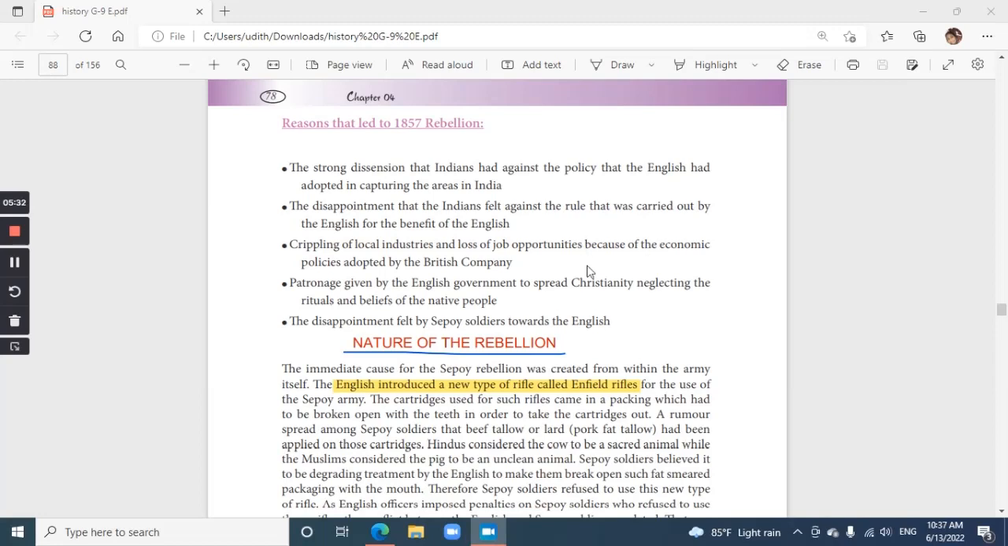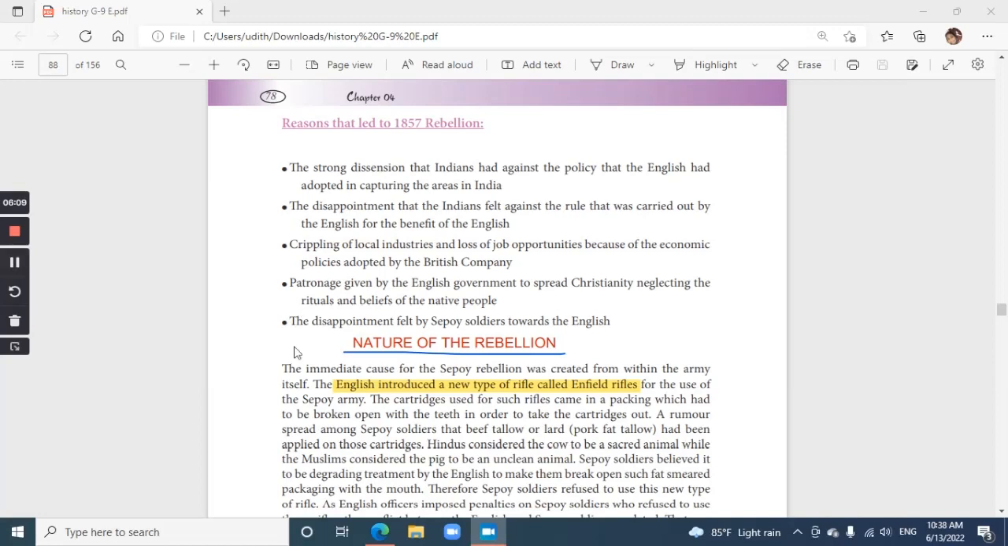Fourth one, the patronage given by the English government to spread Christianity, neglecting the rituals and beliefs of the native people. From the beginning, I have told that India is a country with different ethnic groups, different religions, different rituals, and different beliefs. So the English government wanted to spread Christianity, and they neglected the Indian people's rituals and beliefs also.